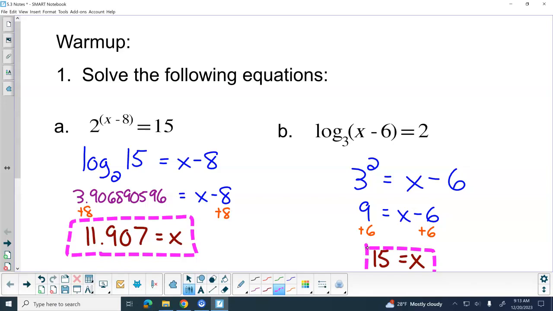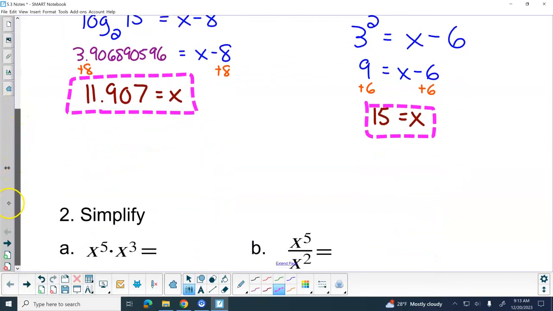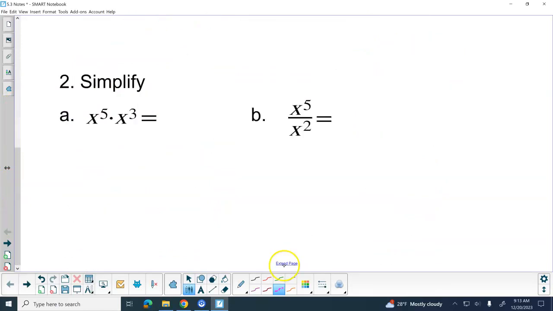I'll give you about 48 seconds to do the second two. It should take you longer to write them down than it should to do it.